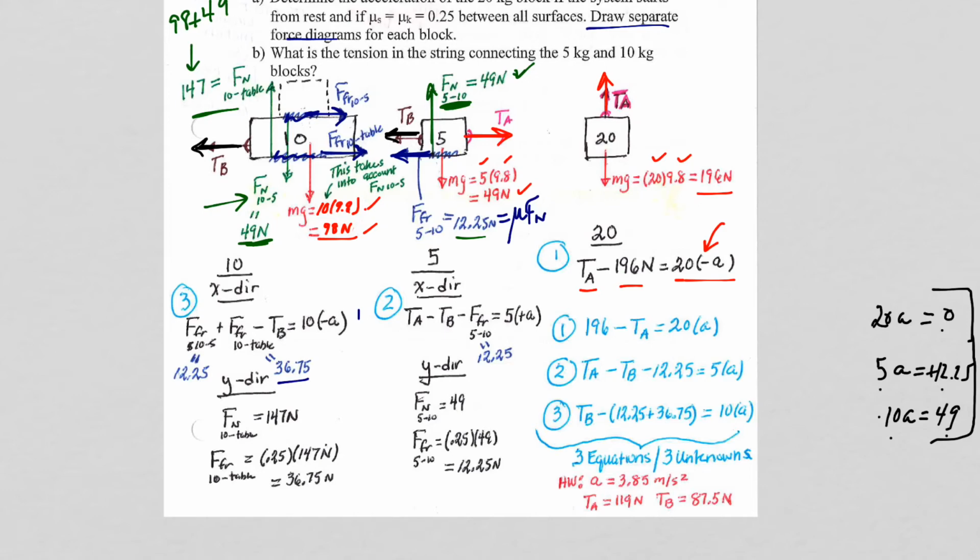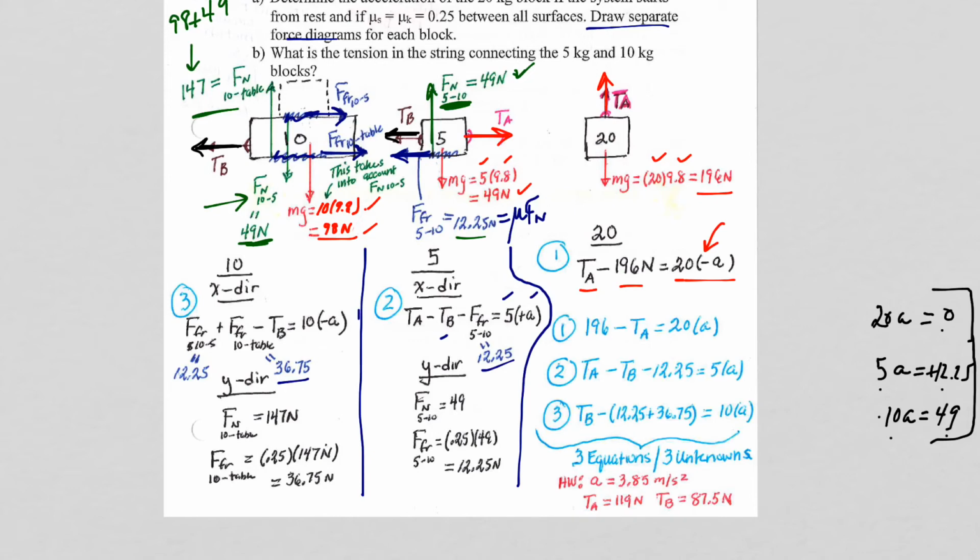Okay, my page here, just so you can understand what you're looking at. My 5 kilogram analysis is here, and then my 10 kilogram analysis is on the left. So the 5 kilogram block in the x direction has tension A to the right, tension B to the left, the frictional force between 5 and 10, contributing the 12.25 Newton frictional force to the left as well, equals mass times acceleration. And here I do leave the positive with the acceleration, because in this case we said without friction it has to go to the right.